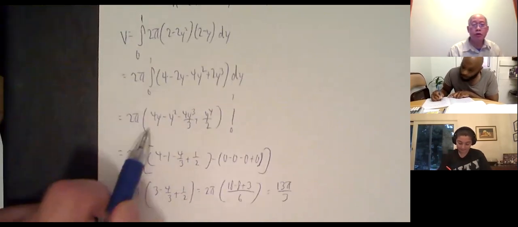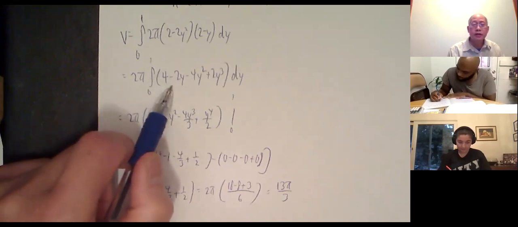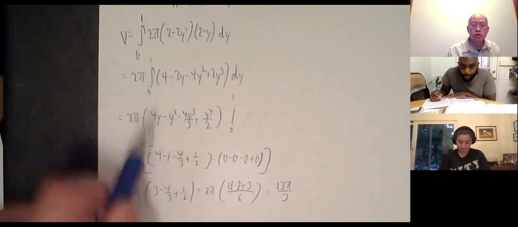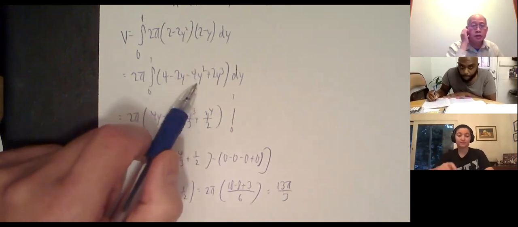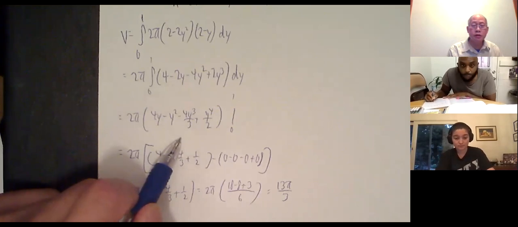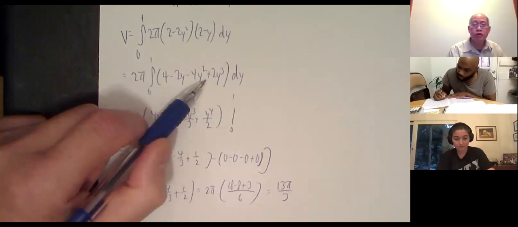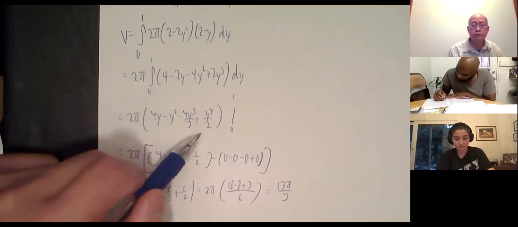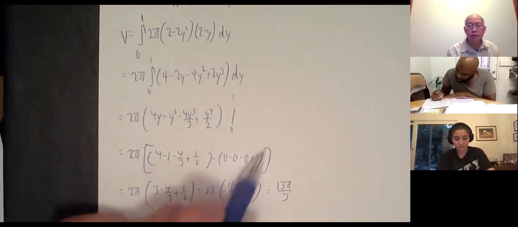All right, integral of 4y. Integral of negative 2y, negative 2y squared over 2, that's the same as negative y squared. Integral of this is negative 4y cubed over 3. Integral of this is 2y to the 4th over 4. 2y to the 4th over 4 is y to the 4th over 2. Then 2 pi times the whole thing.